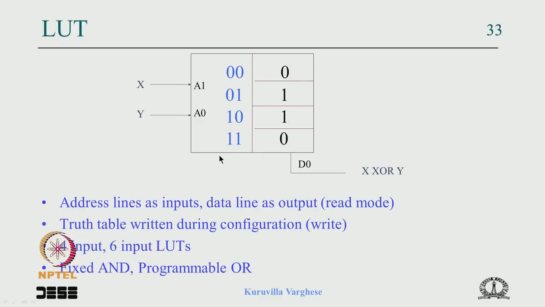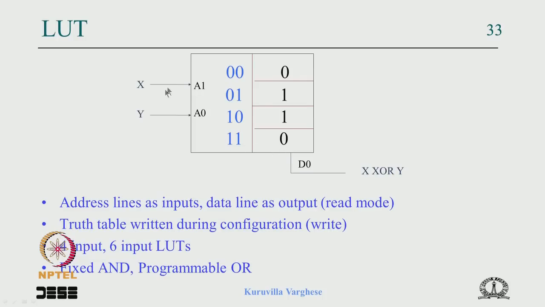Now that writing is, you can say, configuring the lookup table or programming the lookup table. When you write to the memory, that is in the write mode, that happens during the configuration. Now as a user, you want to use this as x XOR y, so you put the memory in the read mode, that means it is reading. The data line is taken as the output, z equal to x XOR y. Now you give 0 0, then it goes to the 0th location and you get 0, 0 1 goes to the first location, 1, 1 0 goes to the second location, 1, and 1 1 goes to the third location, 0. So you get the picture.